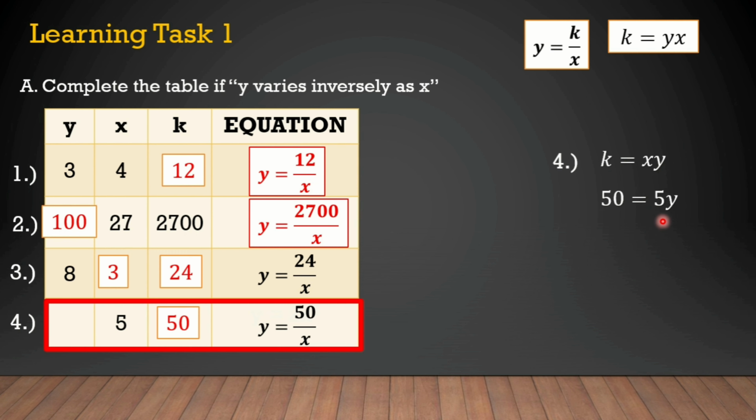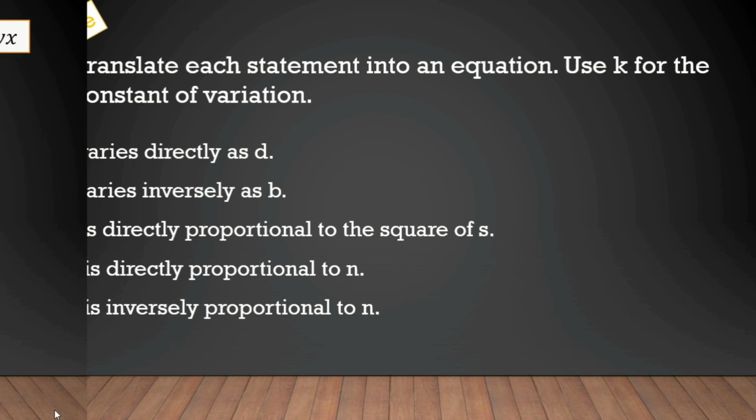Ang x is 5, y is unknown, yun ang hanapin natin. Then, divide both sides of the equation by 5 para y na lang matira dito sa right side. So, 5 divided by 5 is 1. So, y na lang. Then, 50 divided by 5 is equals to 10. So, our y is equal to 10. Okay, that's how you answer learning task 1, letter A and letter B.